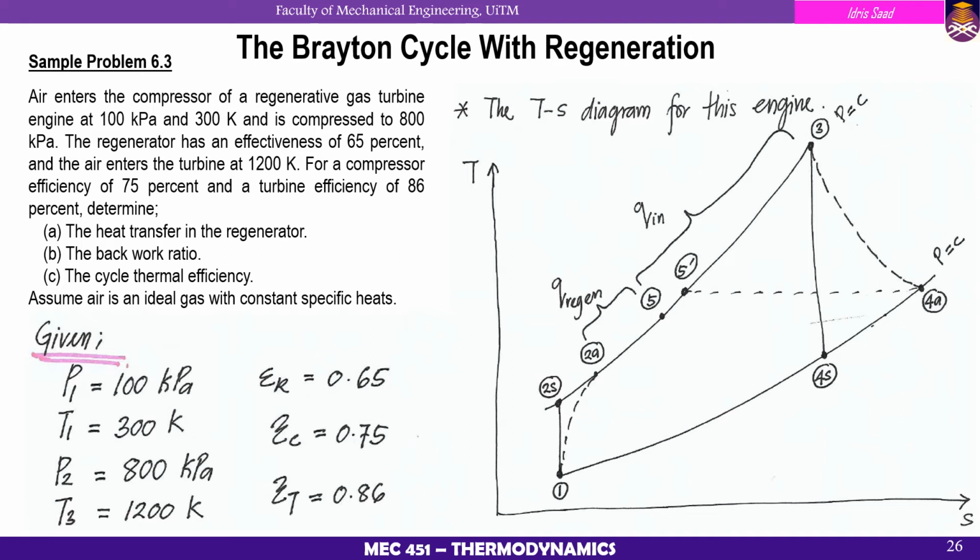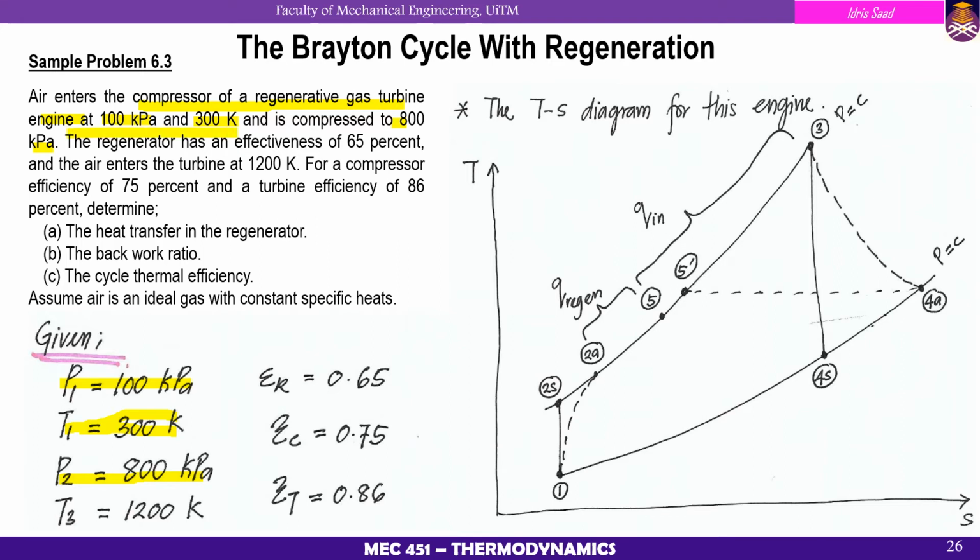Air enters the compressor of a regenerative gas turbine engine at 100 kilopascal and 300 Kelvin. So P1 is equal to 100 kilopascal, T1 is equal to 300 Kelvin, and it is compressed to 800 kilopascal. This is P2 equal to 800 kilopascal.